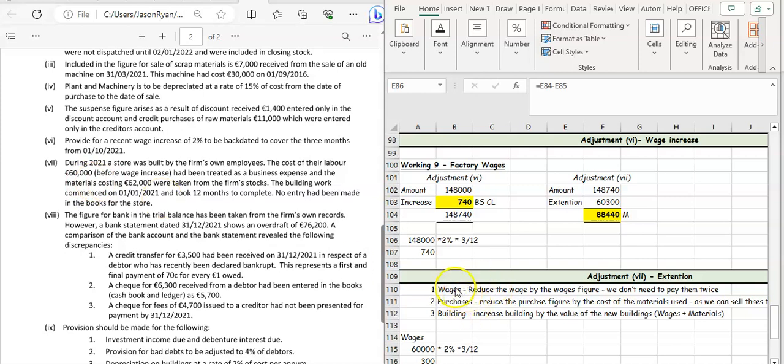So with the extension then, your wages are going to decrease, your purchases are going to decrease, and your buildings are going to increase by the two previous figures, by the figures for wages and by the figure for purchases. Just be careful with the wages to see if there has been an increase in the wages. If there is, you need to include that increase before you reduce your direct wages and add it onto your buildings. So that is your 7th adjustment from McGuigan 2022 manufacturing account.